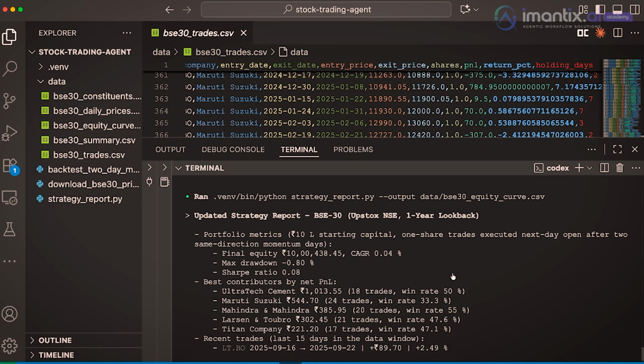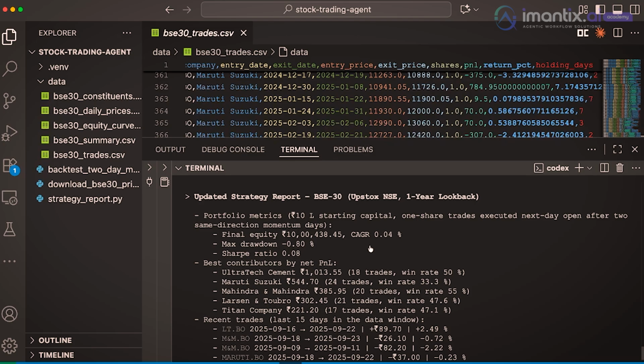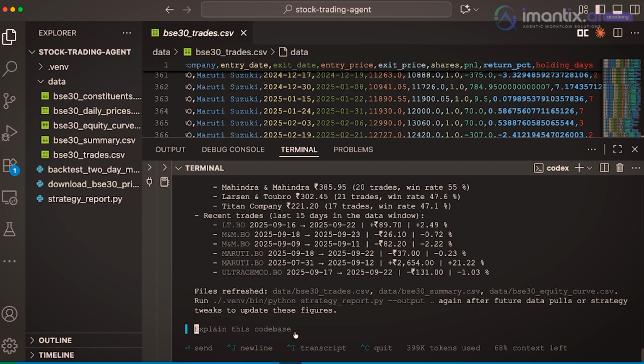We don't see any major difference. There are just minor differences: the CAGR is still like 0.04%, the max drawdown has come down a bit, and the Sharpe ratio is still less than 1, or greatly less than 1. So just re-emphasizing that this is educational. This is not a strategy we should be using.